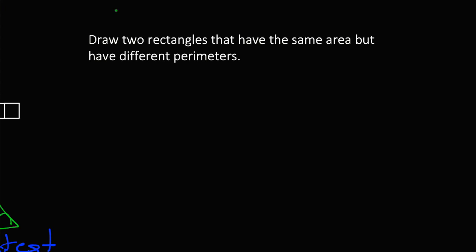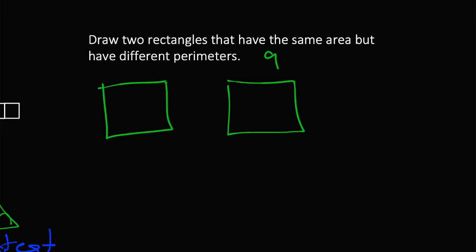Draw 2 rectangles that have the same area but have different perimeters. So we can do any number that's not a prime number, like 9. So let's do 9. So I'm going to draw 2 different rectangles that have the same area but different perimeters. So this is going to be 3 by 3. So you may be thinking, oh, but this is supposed to be a square. But remember, a square is a type of rectangle. So that's why it falls under rectangles.